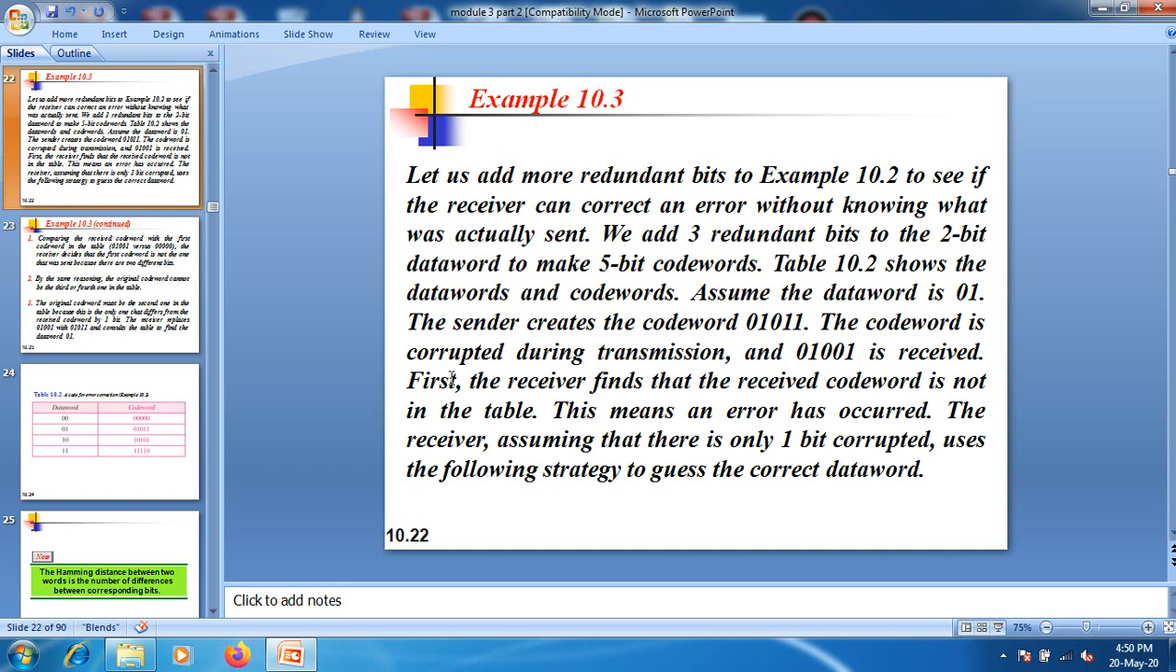First, the receiver finds that the received code word is not in the table. This means an error has occurred. The receiver, assuming that there is only 1 bit corrupted, uses the following strategy to guess the correct data word here. That is forward error correction, we can say.